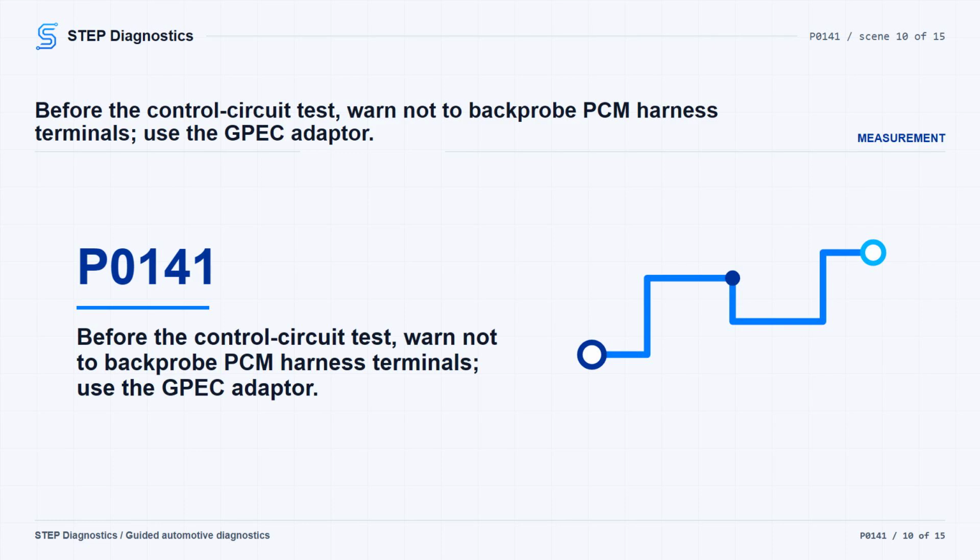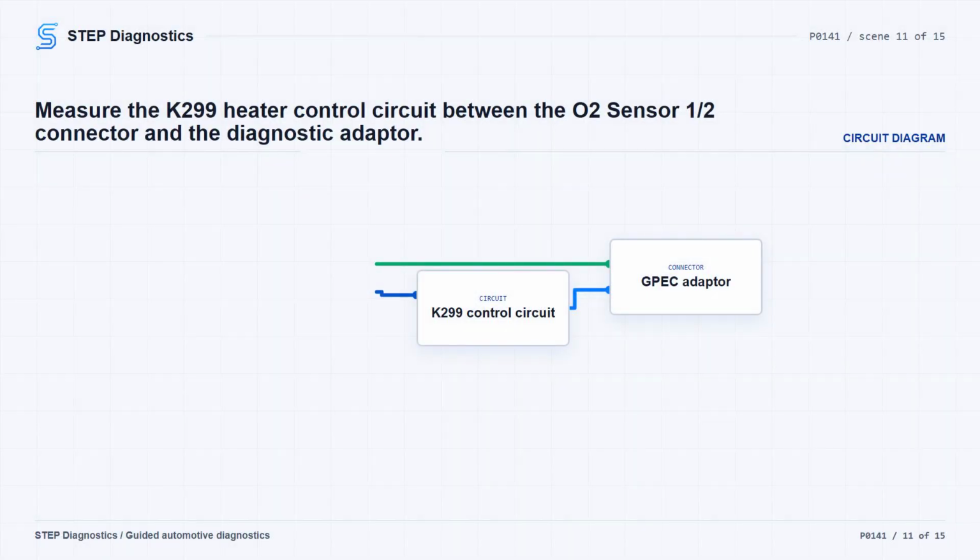Disconnect the PCM C2 harness connector. Do not probe the PCM harness connectors. Probing them can damage the PCM terminals and create a poor terminal-to-pin connection. Use the GPEC diagnostic adapter 10436 for this test. Measure resistance in the K299 O2 sensor 1/2 heater control circuit between the O2 sensor 1/2 harness connector and the adapter.